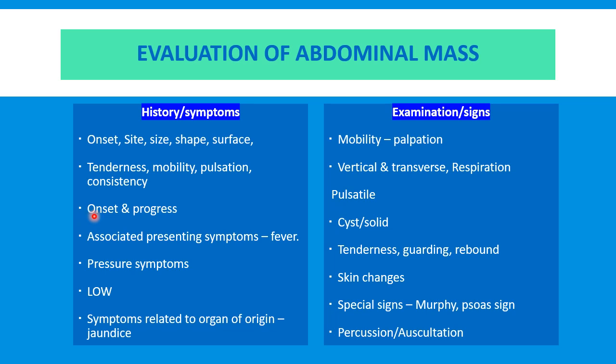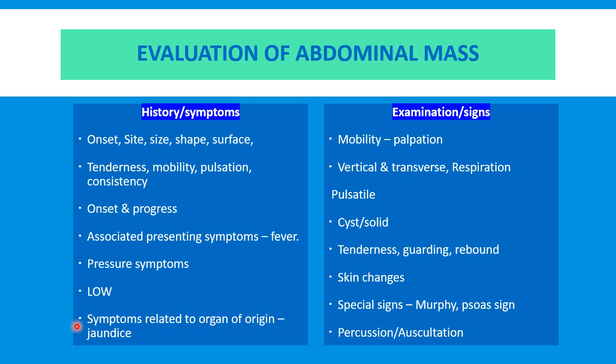Onset, as I said, acute or chronic, and the important thing is progress. Whether the lump is growing in size, whether it is becoming more painful, and whether it is causing pressure symptoms. These are very important to be detected on history. Then there are associated presenting features, especially fever, which suggests inflammation or infection; pressure symptoms, which depend on which organ the pressure is being applied to; loss of appetite, loss of weight, and generalized malaise, which are usually suggestive of malignancy.